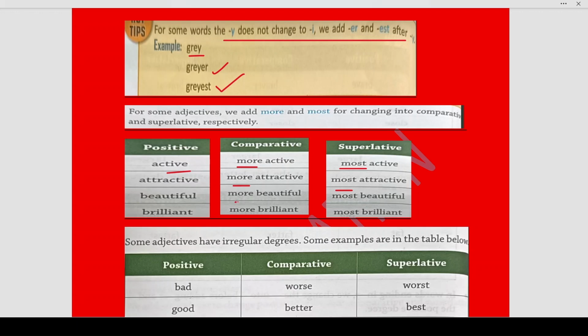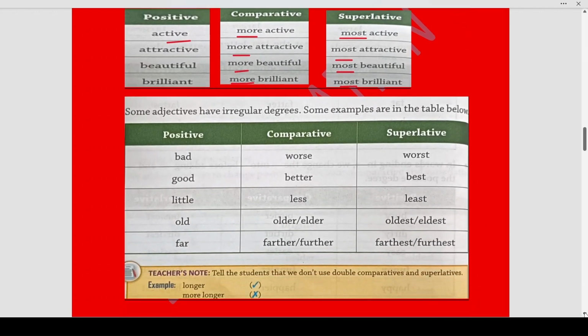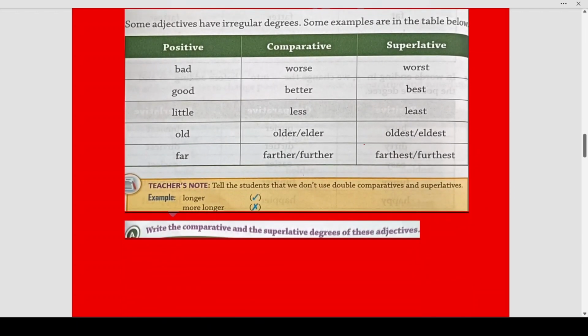Beautiful, more beautiful, most beautiful. Brilliant, more brilliant, most brilliant. You have to remember these few words. Now, there are some adjectives which have got irregular degrees, like it is not bad, badder, baddest. It is bad becomes worse, and worse becomes worst. Okay, you have to remember these.